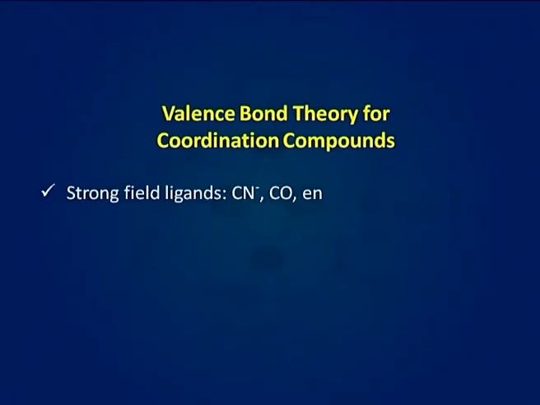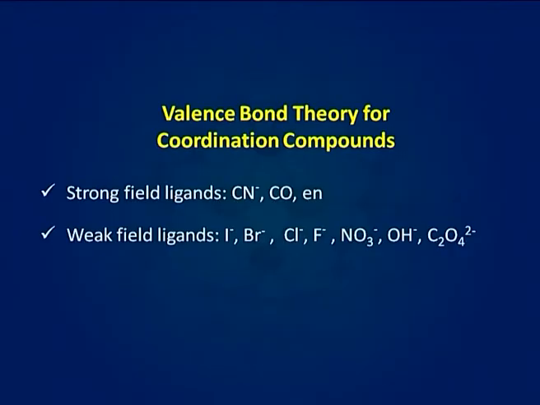Some examples of strong field ligands are CN minus, CO, en. Here CO is carbonyl and en is ethylenediamine. Some examples of weak field ligands are I minus, Br minus, Cl minus, F minus, NO3 minus, OH minus, C2O4 2 minus. The ligands have at least one sigma orbital containing a lone pair of electrons.